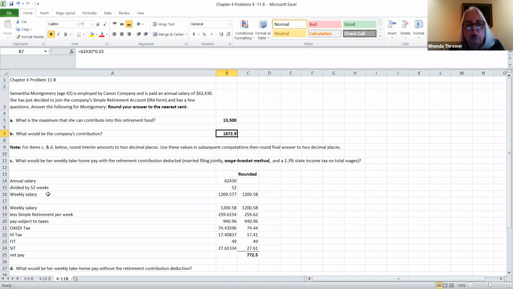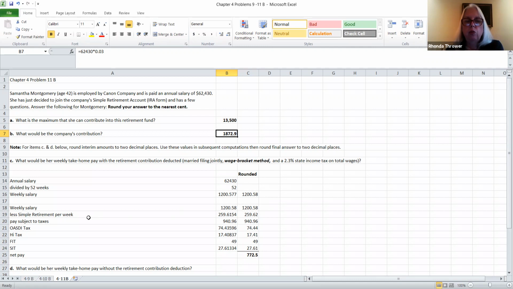$62,430. We're going to divide the annual salary by 52 weeks to get the weekly salary of $1,200.58 rounded up. Notice I've made a column for the rounded amounts. Again, we're going to take that weekly salary, the rounded amount, and place that right here. I just stuck it in the rounded column.